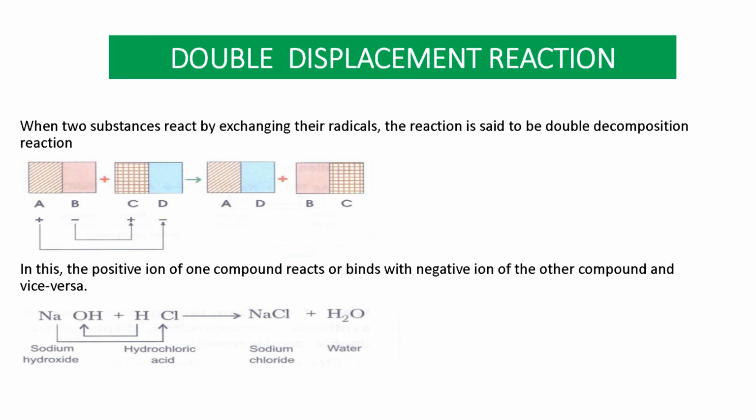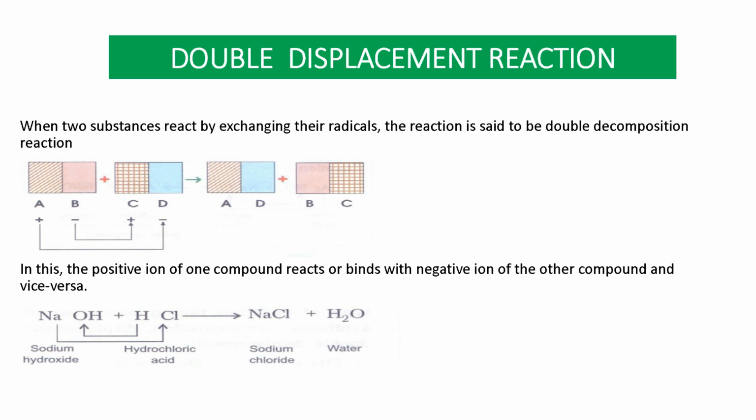The next reaction is double decomposition reaction or double displacement reaction. In this reaction, radicals are exchanged. Here the definition is written: when two substances react by exchanging their radicals, the reaction is said to be double decomposition. It means there is exchange of radicals. You can see the example AB and CD. These are reactants. A is a positive radical, B is a negative radical, C is positive and D is negative. So the positive radical goes with the negative radical and the negative radical goes with the positive radical. So there is an exchange of radicals.